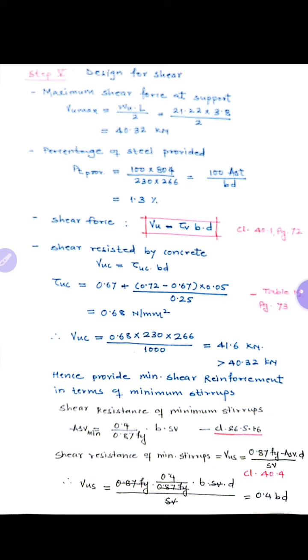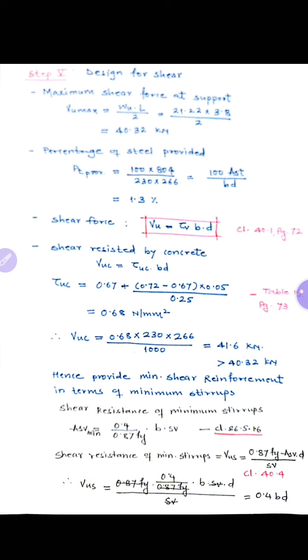But in case of beams, we need to provide minimum shear reinforcement in terms of minimum stirrups. The function of stirrups is to resist shear. Additionally, how much shear resistance is now available due to the stirrup, that we are going to calculate. But before that, I would like to mention that shear resistance by minimum stirrup is equal to 0.4 BD. I am reading the last line over here.